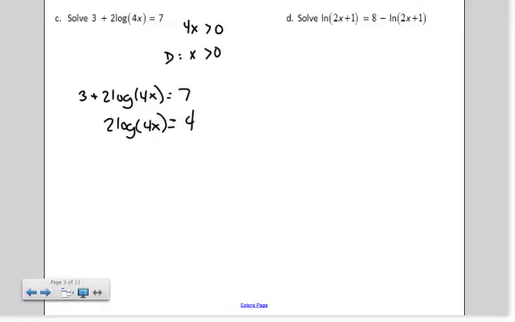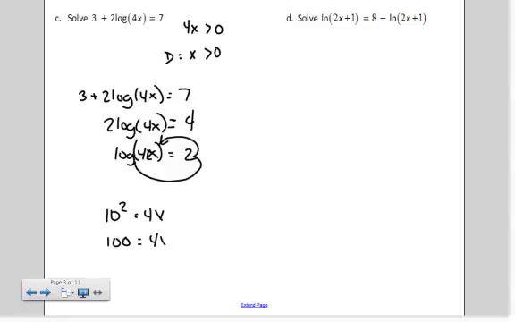Now we have to get the log by itself, so let's divide both sides by 2. So log of 4x equals 2. Now we can get it out of logarithmic form into exponential form. So I'm going to do my ear trick. The base on a log, since it's a common log, there's no base seen, so I understand that it's 10. 10 squared equals 4x, so that's 100 equals 4x. So x equals 25. And once again, check your domain, and it fits. So this is a solution.